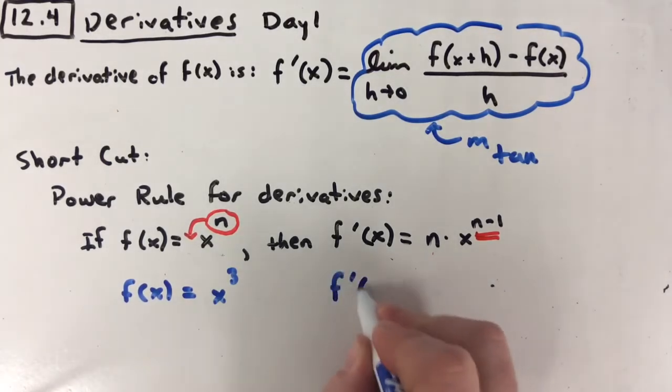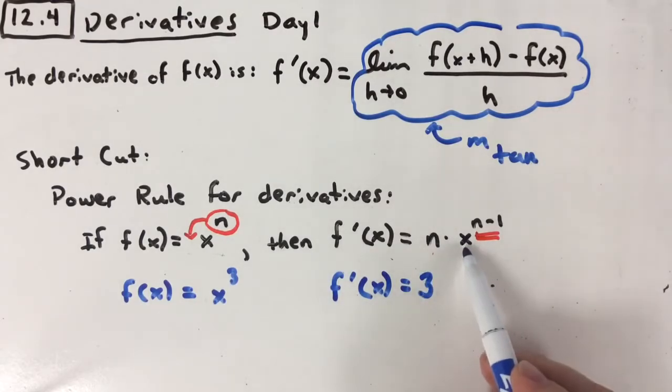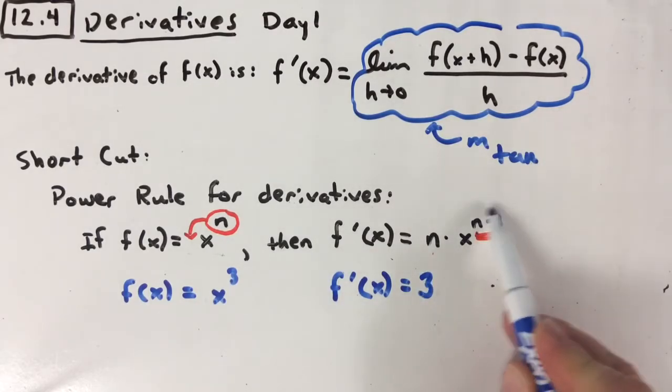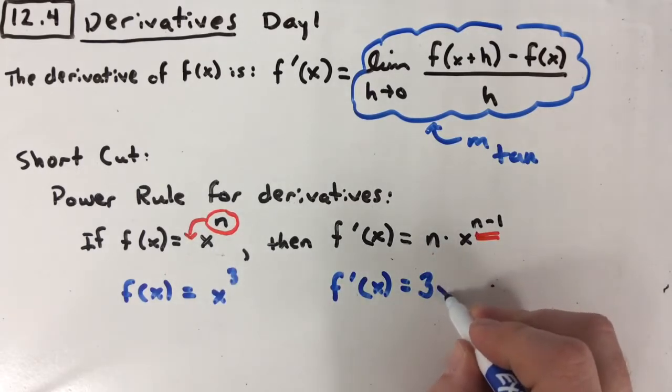What that means then is this. When you do the derivative, we want to take whatever was up in the exponent and we put that in front. Well, we had an exponent of 3 here, so that's going to be 3. And then we multiply that by x raised to the exponent, but the exponent was n, and here it's n minus 1, so it needs to get smaller by 1.